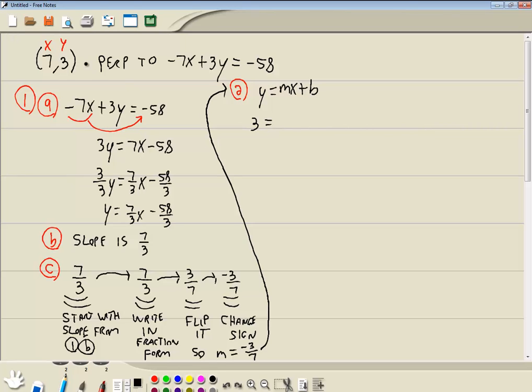So plug 3 in for the y. M we just said was negative 3/7. And then x is 7 plus b. The 7's cancel, so we get 3 is equal to negative 3 plus b. Take the negative 3 over, it becomes a positive 3. And you get b is equal to 6.